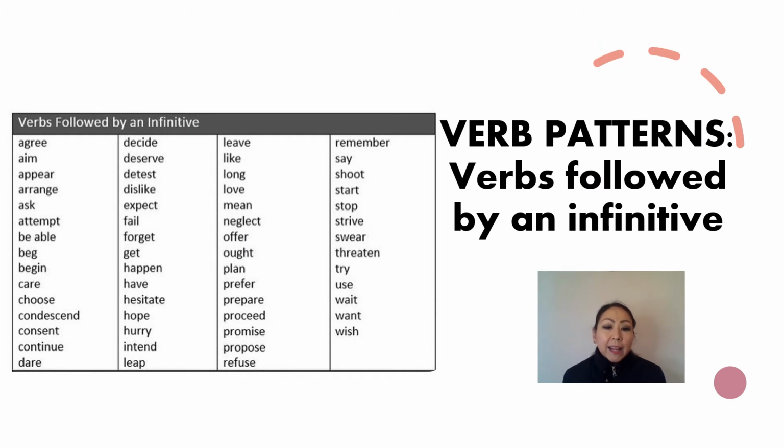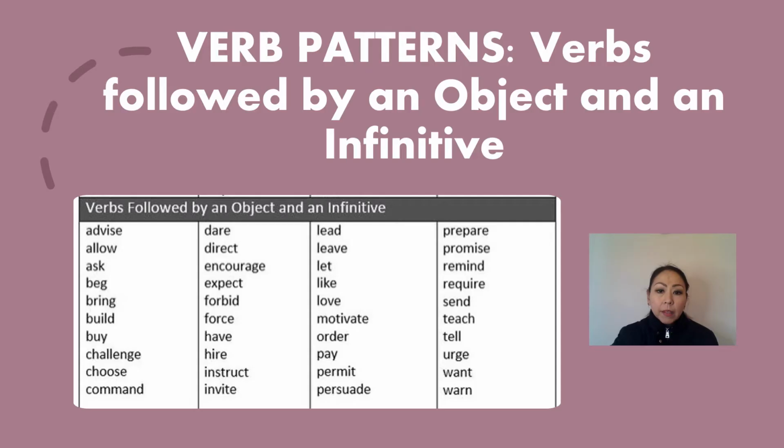Verbs followed by an infinitive. Aquí nada más les voy a dejar las listas para que recuerden un poquito algunos verbos que van seguidos de un infinitivo, como agree, appear, arrange, dislike, detest, like, love, stop, start, shoot, etc. Verbs followed by an object and an infinitive like advise, allow, ask, forbid, force, motivate, love, like, remind. Recuerden que aquí puede haber repeticiones porque tienen dos formas diferentes.